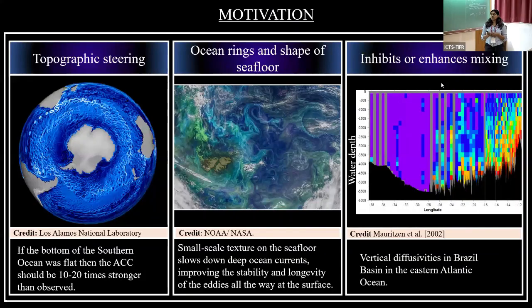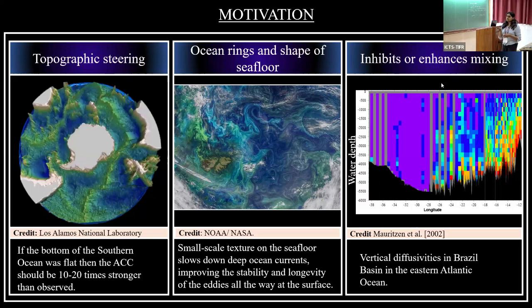So to give you a brief idea on what led to my study on this topography: topography mainly affects oceanic circulation in two different ways. One is topographic steering, and it enhances and inhibits mixing. When there is a current and there is a topography, the current cannot go through the topography, so it has to steer. Many oceanic currents like the ACC and Gulf Stream are very sensitive to the topography under them.